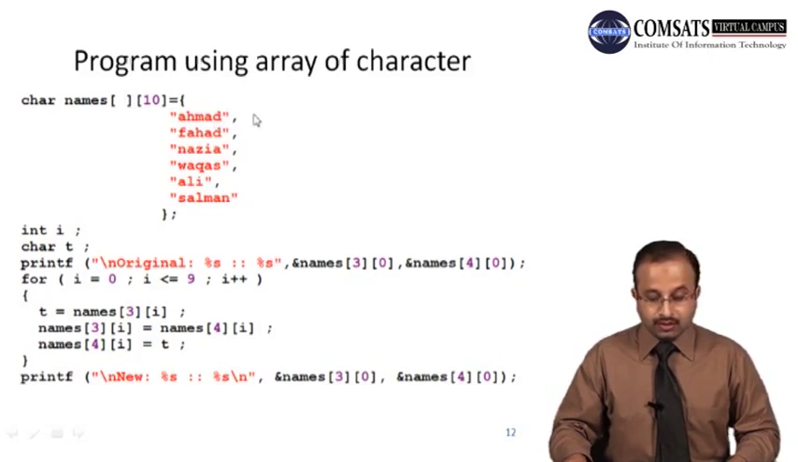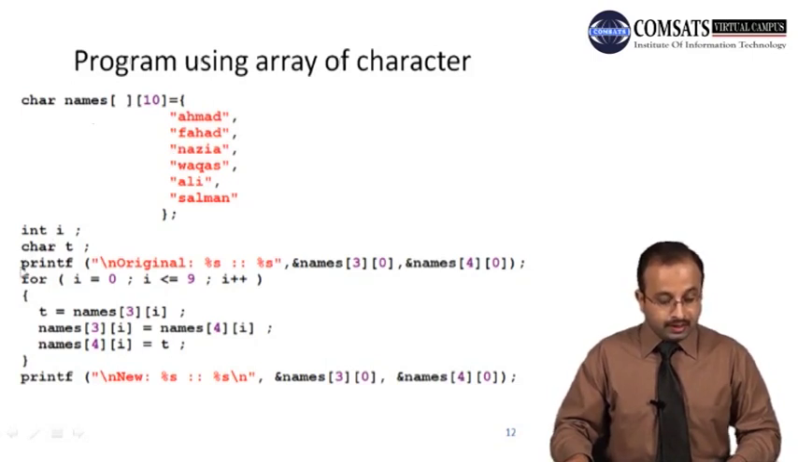You can write all these strings in a single line, or you can write like this as well. So this is 1, 2, 3, 4, 5, 6. So there are 6 rows and 10 columns for the name array. Okay, the original value of, so we want to exchange this Waqas and Ali.